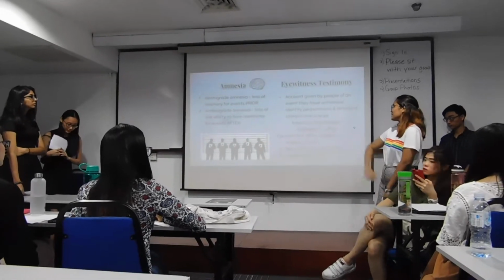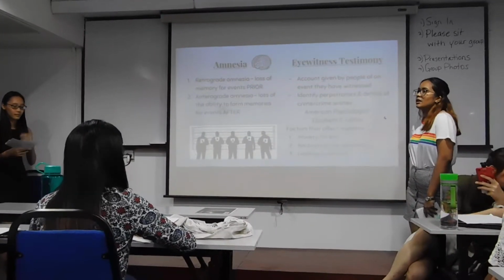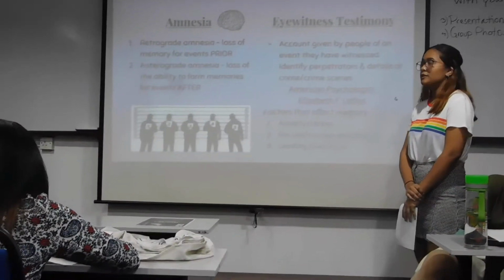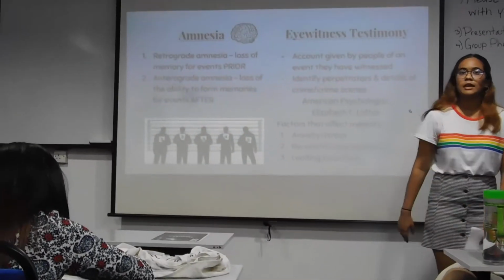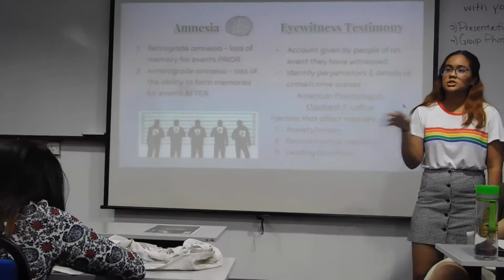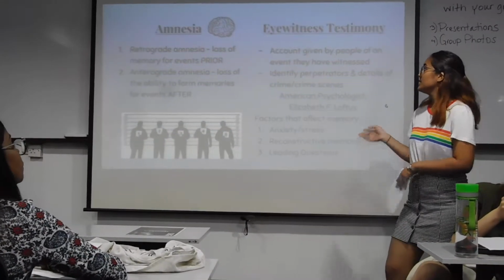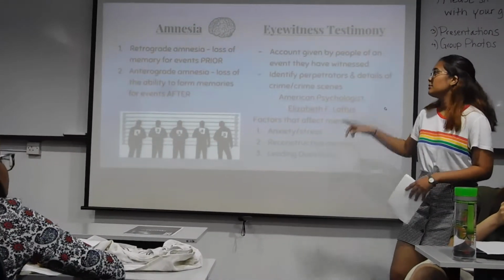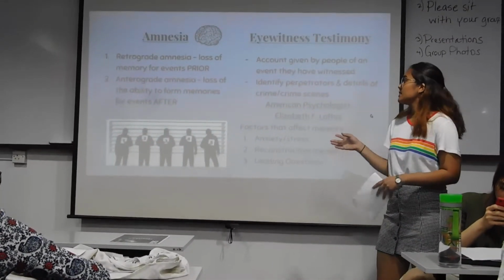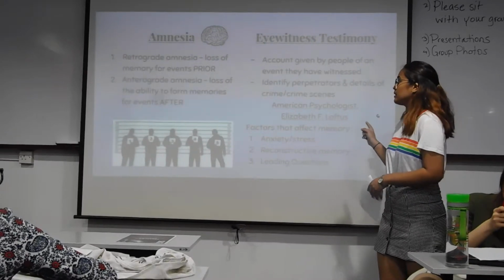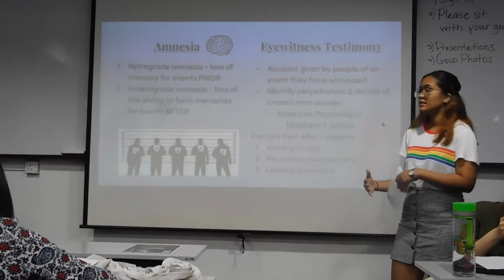Involve long-term memory. So the first one will be amnesia, which is known to be a partial or full loss of memory. And this disease actually occurs between the ages of 40 to 80, which is an average of about 60 years old. So there are two types of amnesia. The first one will be retrograde amnesia, which is a loss of memory for events prior to getting the disease. And then anterograde amnesia will be the loss of ability to form memories after getting the disease.